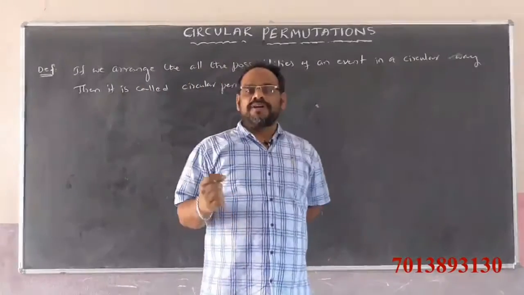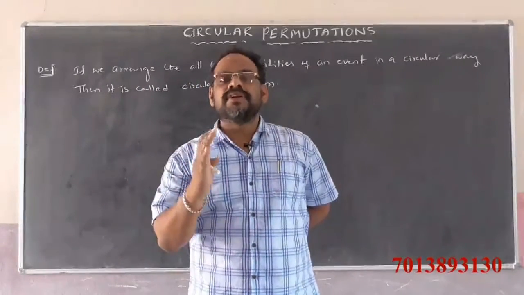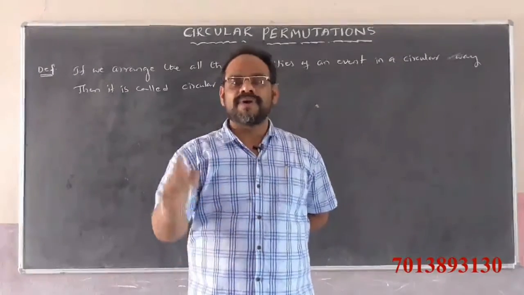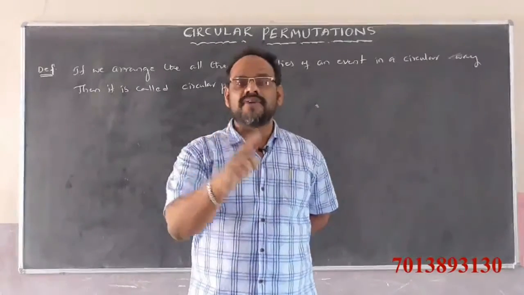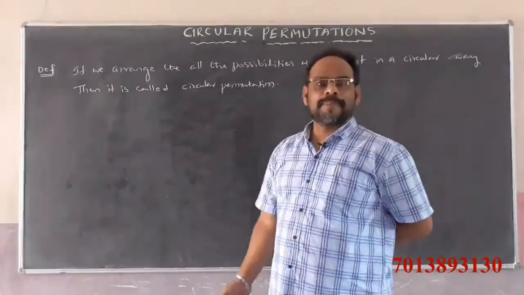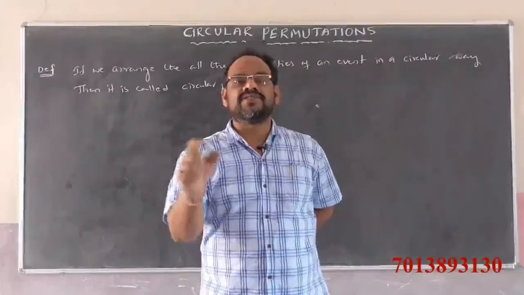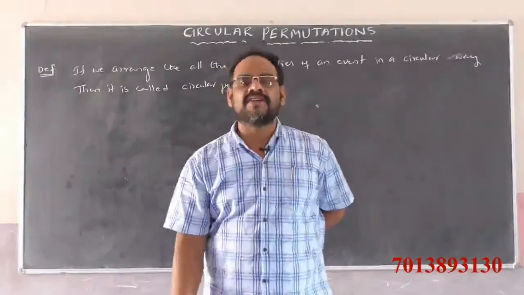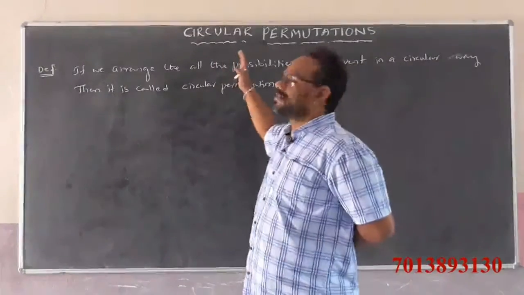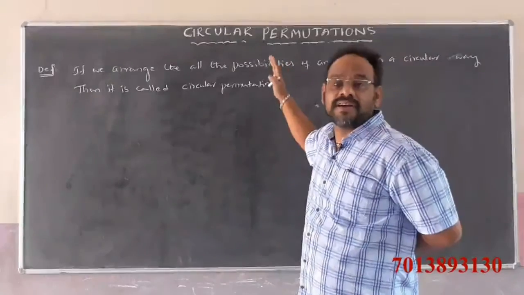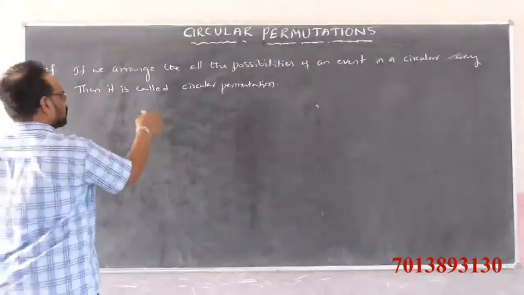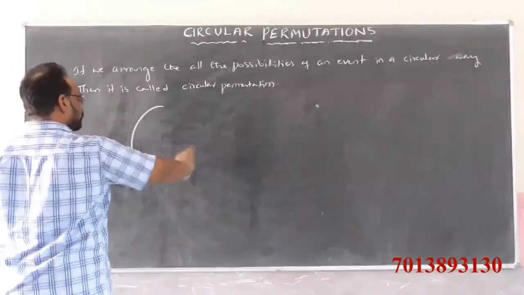Circular permutation means, by definition, if we arrange all the possibilities of an event in a circular manner or in the form of a circle, then it is called circular permutation.